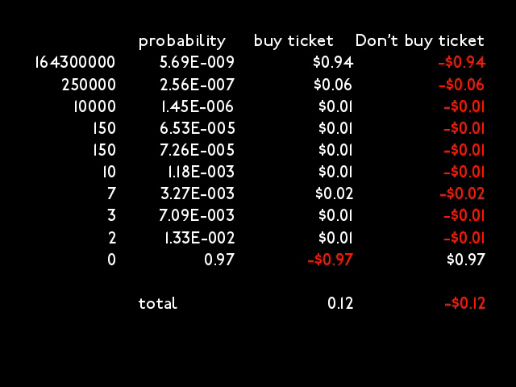At least until we factor in taxes. Incidentally, the probability breakdown doesn't usually look like this. Usually, it looks like this. So what does this have to do with global warming?